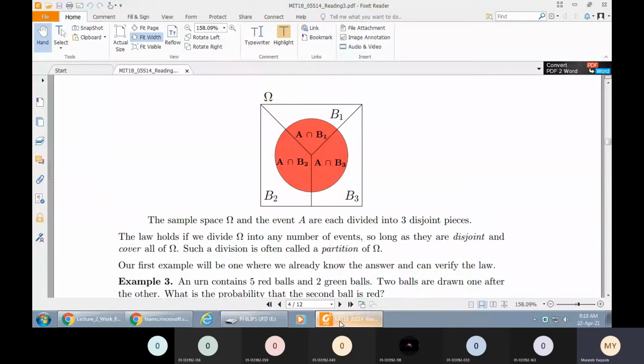Now, how we will calculate these three intersection probabilities? We know that we can calculate the probability of an intersection using the conditional probability. For example, probability of A intersection B1 is equal to probability of B1 multiplied by the conditional probability of A slash B1. Similarly, for probability of A intersection B2, we can write probability of B2 multiplied by probability of A slash B2. Similarly, for the third intersection, probability of A intersection B3, we can write probability of B3 multiplied by probability of A slash B3, that is the conditional probability.